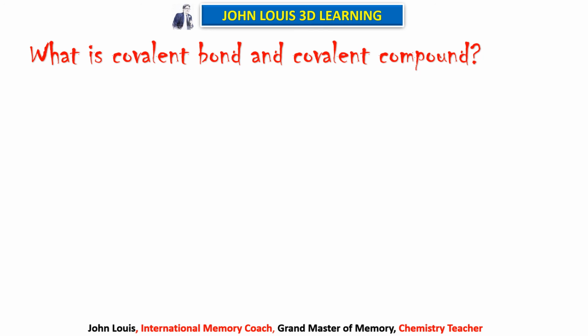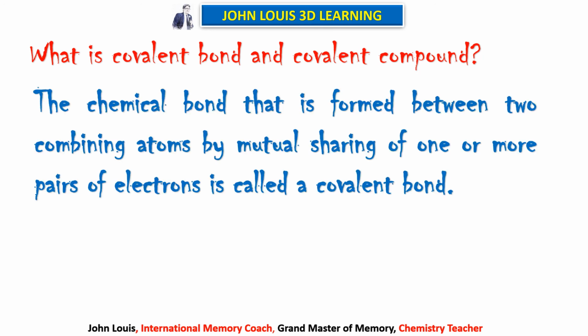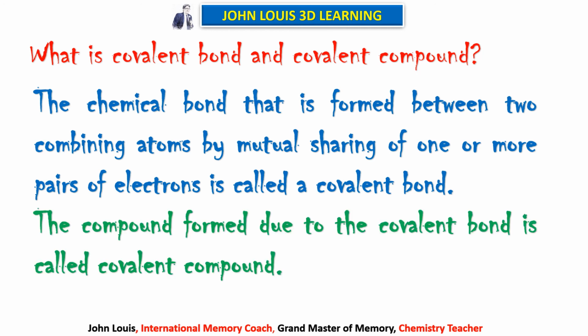Okay, what is covalent bond and covalent compound? Again, it's just a repetition. The chemical bond that is formed between 2 combining atoms by mutual sharing of one or more pairs of electrons. See, in this case oxygen, 2 pairs of electrons is called a covalent bond. So what is covalent compound then? The compound formed due to the covalent bond is called covalent compound.